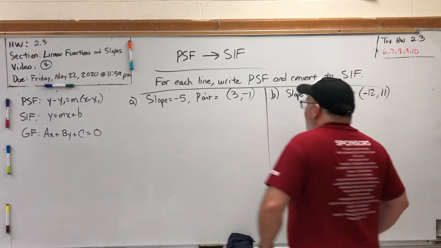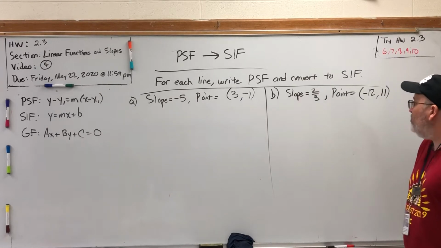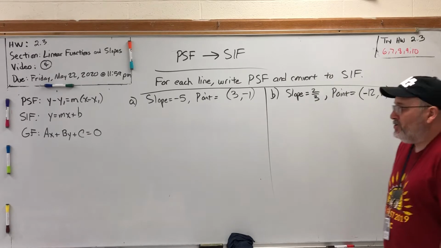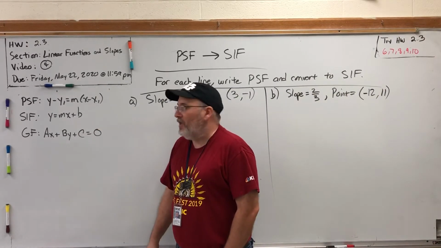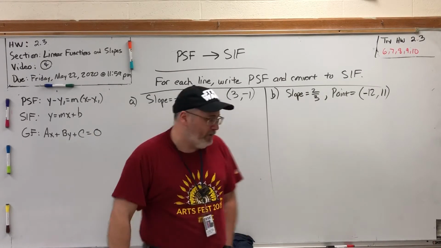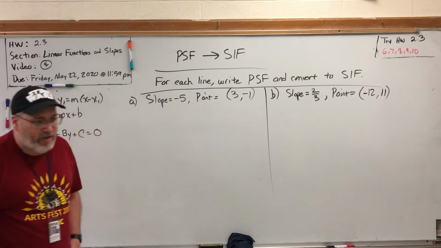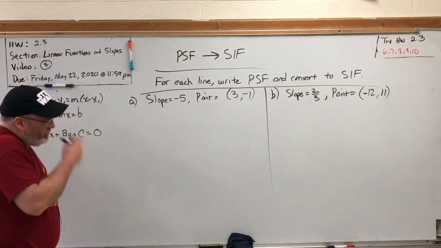So in these two examples, we're going to write each line in point-slope form and then convert that equation into slope-intercept form. Slope-intercept form, in my opinion, is the best ending point for the equation of a line. It's short, it's compact, and it contains a lot of information. But it's not a good starting point unless you happen to know the y-intercept. All right, so let's take a look at this first example.